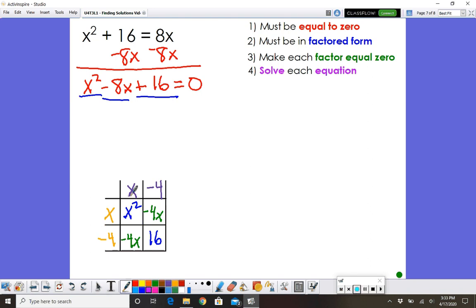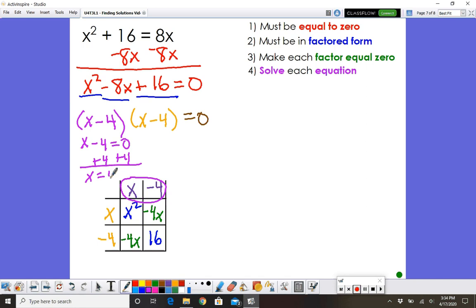Well, what I want you to notice this time, when we write our factors out, I have x minus 4 times x minus 4. Okay? This is going to be a little bit of a different situation. Hopefully you see when we solve each of these, okay, make it equal to 0, and then if we solve it, x could equal 4, or over here, x could also equal 4. We're getting the same answer, okay?